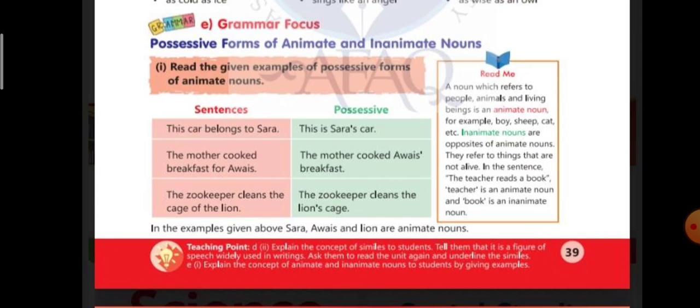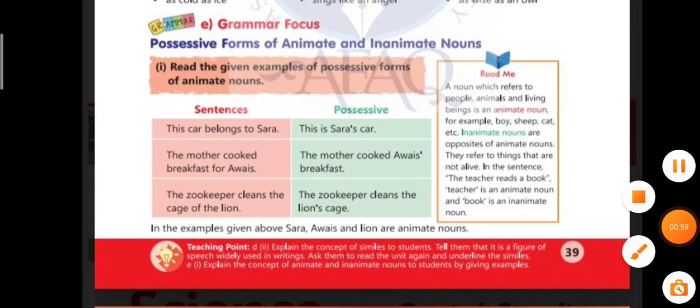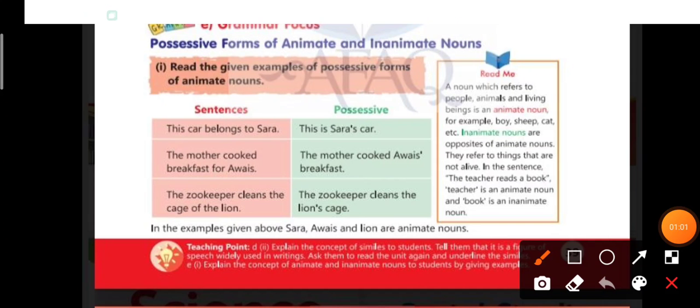Here on page number 39, the topic name is possessive forms of animate and inanimate nouns. So that means our topic is about nouns, right? That is about nouns. So what are nouns, students? Nouns are naming words, the name of person, place or thing. But today we will discuss the kinds of nouns. Two kinds, animate nouns and inanimate nouns.